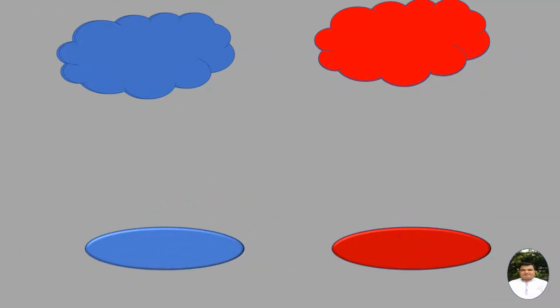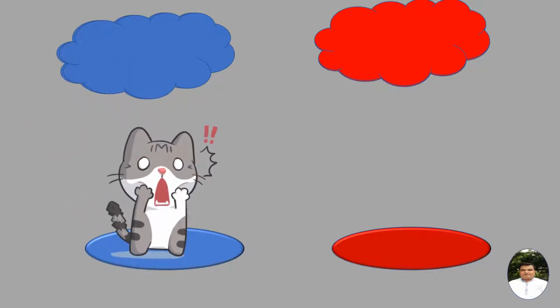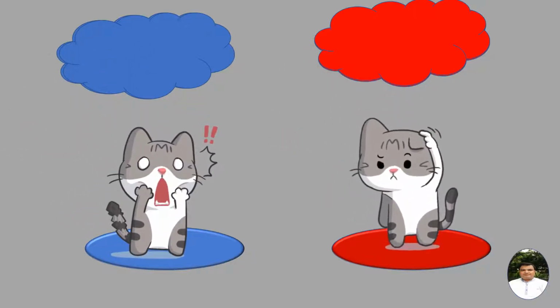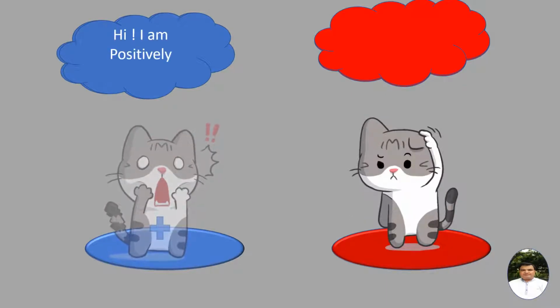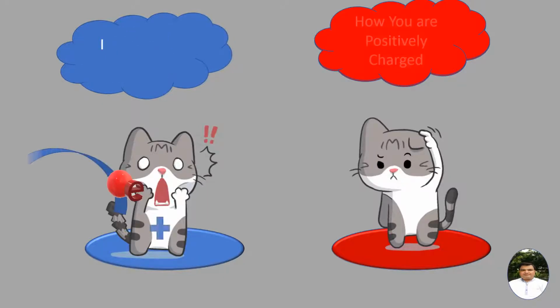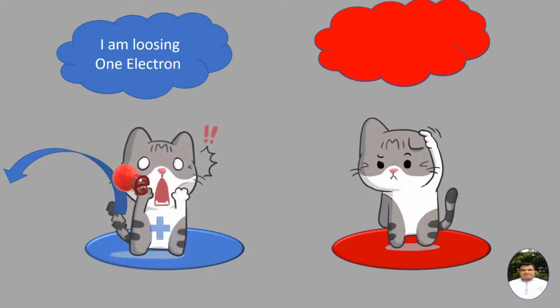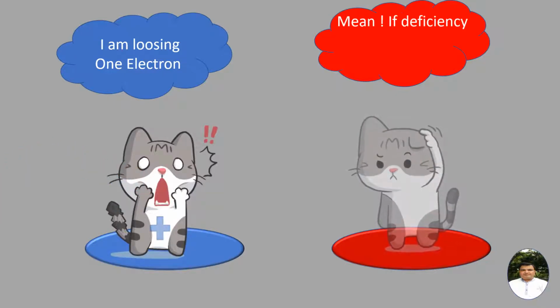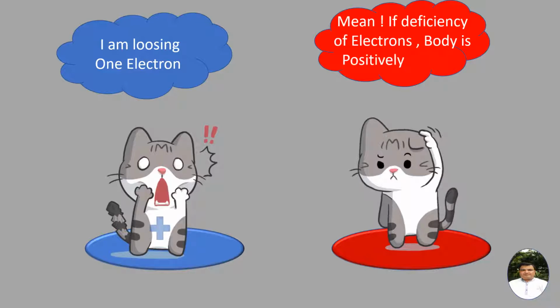Now we will see how a body is getting positive charge. Now enjoy the discussion of the two other cats. First one: Hi, I am positively charged. How are you positively charged? I'm losing one electron. It means if there is a deficiency of electrons, the body is known to be positively charged.